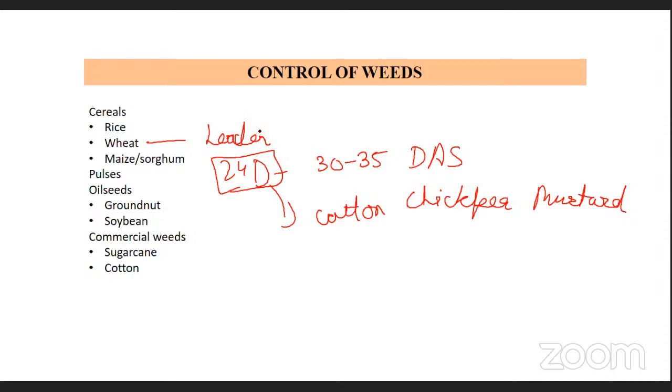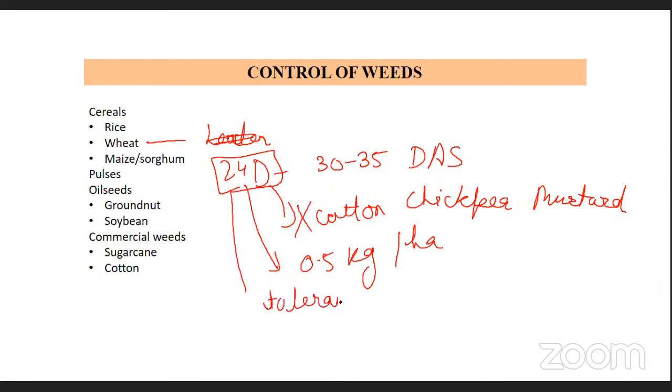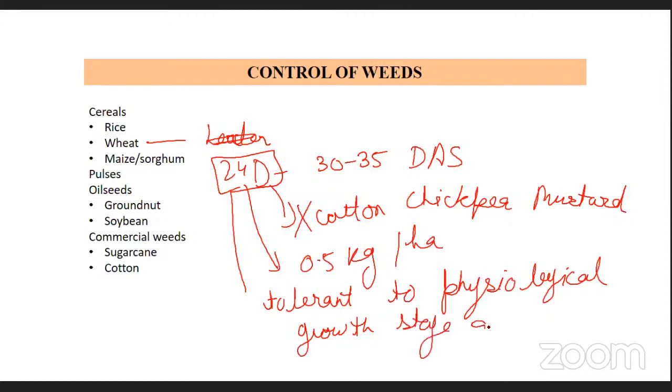First we focus on the 2,4-D. This should be applied as a post-emergent 30 to 35 days after sowing, and it should not be applied to cotton, chickpea, mustard. Third, the dose of the 2,4-D is usually 0.5 kg per hectare. And if we apply this 2,4-D to the wheat crop, then the wheat is tolerant to 2,4-D at the physiological growth stage of dough.